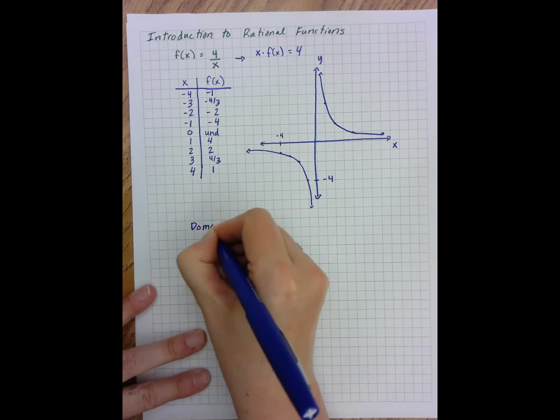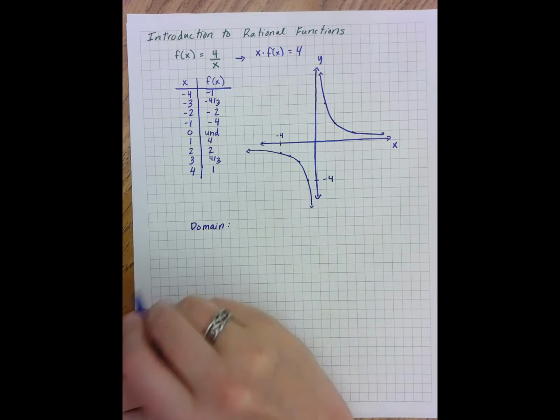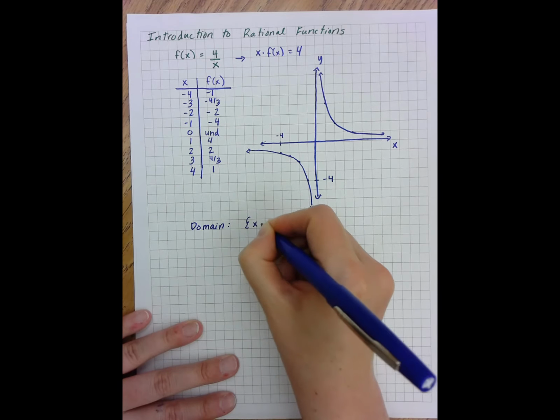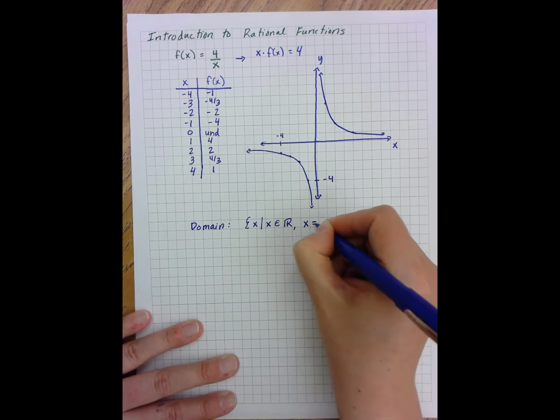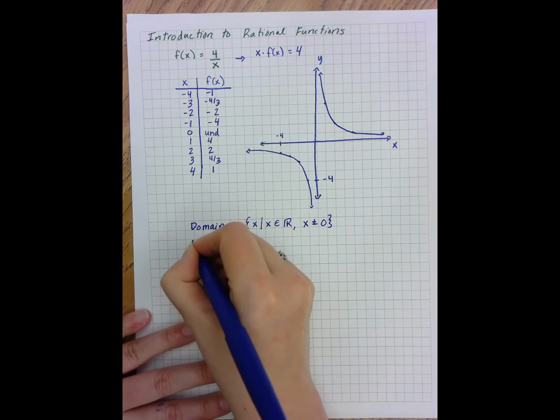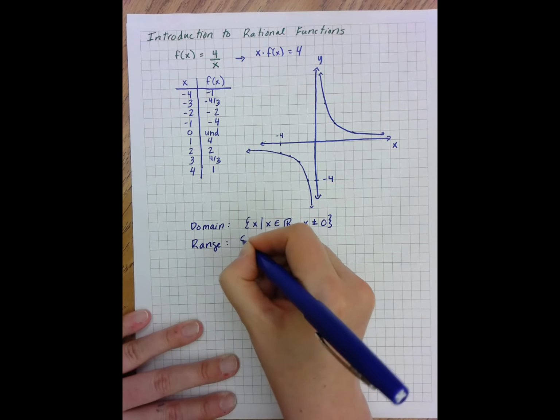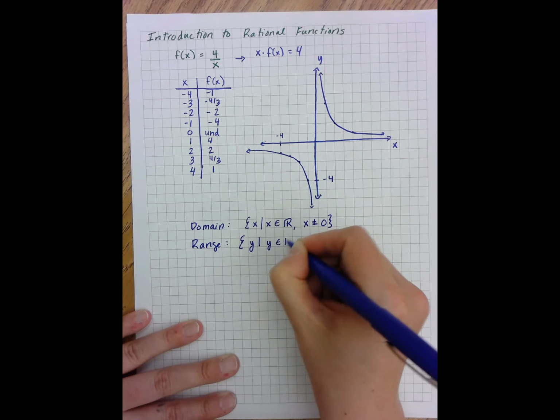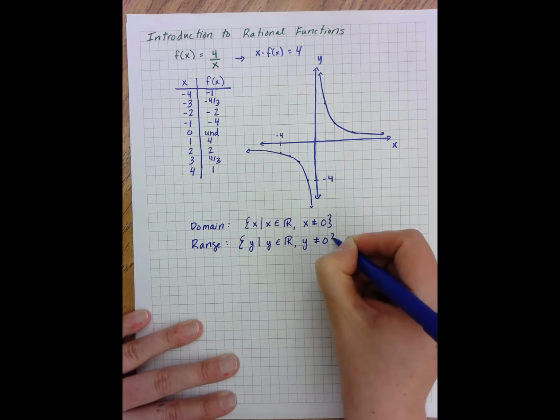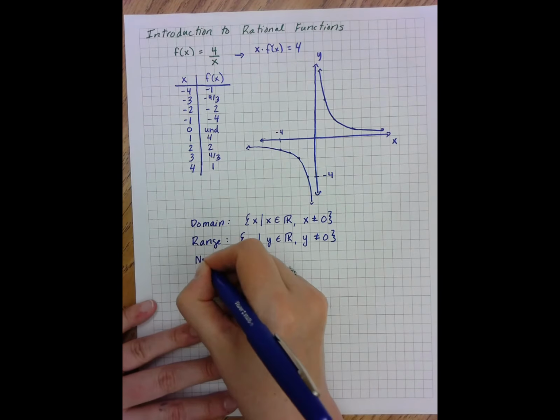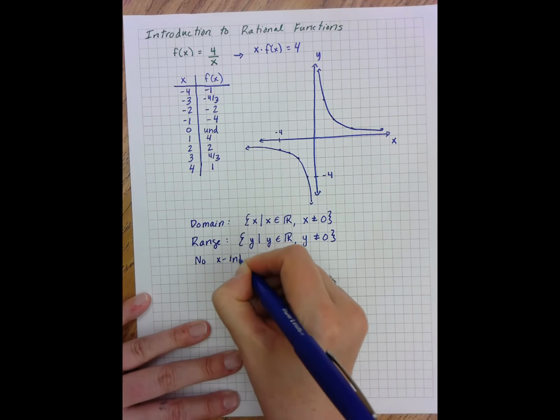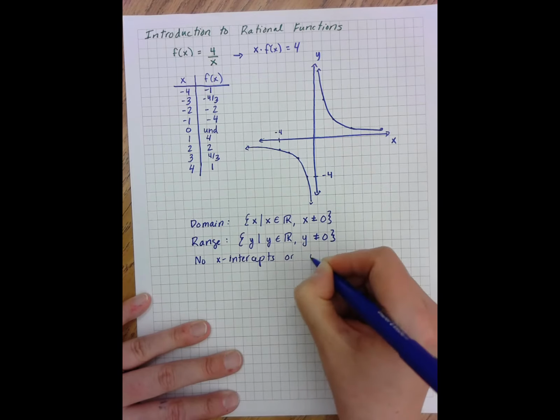So let's just remind ourselves, domain. We would say x such that x is an element of the reals, where x does not equal 0. Range is actually going to be the same thing, y such that y is an element of the reals, but y does not equal 0. And maybe just to note that in this case, we have no x-intercepts or y-intercepts.